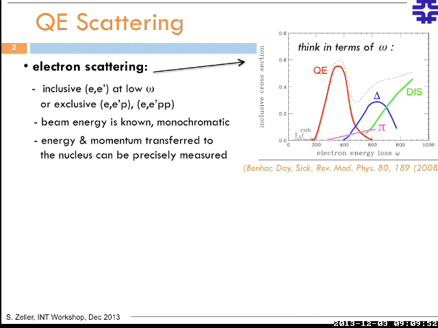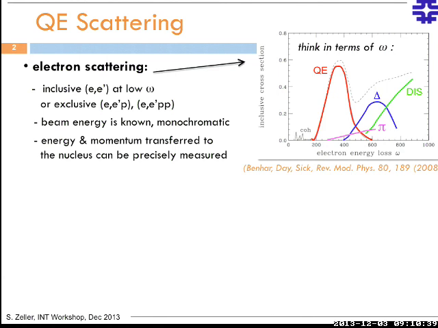And as you move up higher in energy loss, you also have contributions from pion production, you can excite various resonances, and you also have a continuum from deep inelastic scattering. So you can make such a plot in electron scattering and measure inclusive scattering and look for the quasi-elastic peak at low energy transfers. Or you can also measure various exclusive states, looking for single nucleon knockout or two nucleon knockout. What's special about electron scattering is that the electron flux and the beam energy are precisely known. So you know the electron energy coming in is typically monochromatic, and as a result, the kinematics are well defined. The energy and momentum that are transferred to the nucleus can be precisely measured.